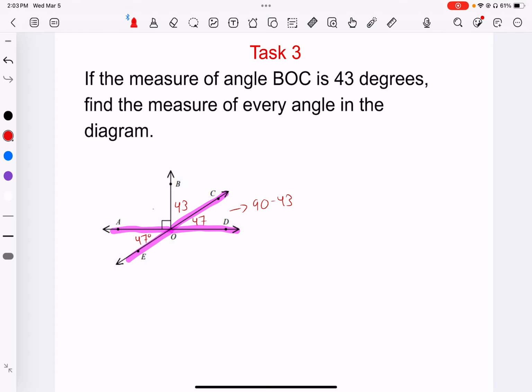Angle AOB has the box there, so we know that's a right angle, so that is 90 degrees. And angle EOD forms a straight line with angle AOE, so that means they are supplementary. So angle EOD is 180 minus 47, which is 133 degrees.